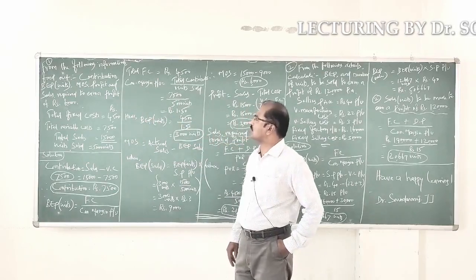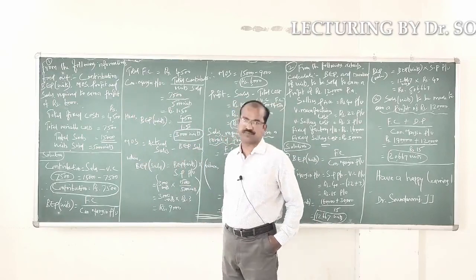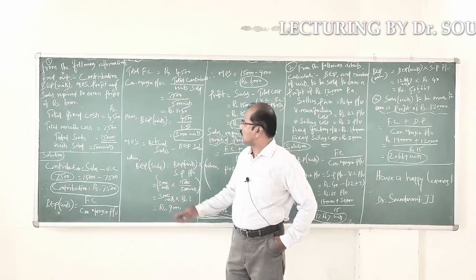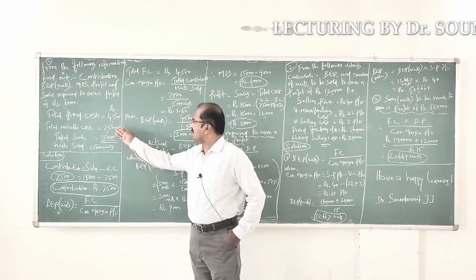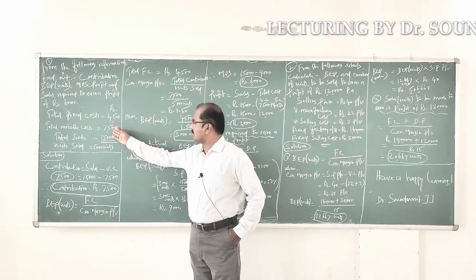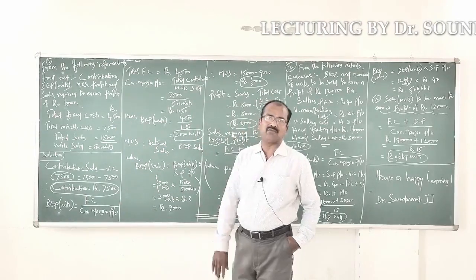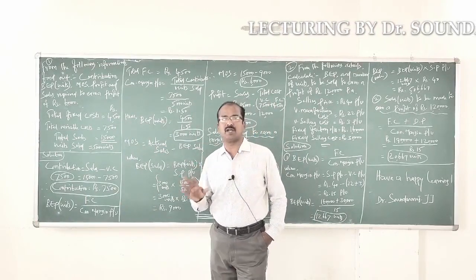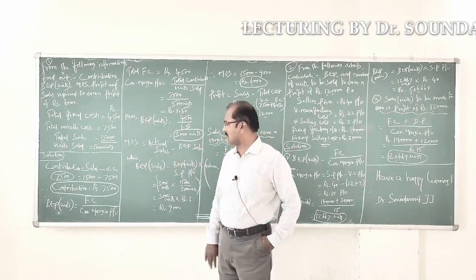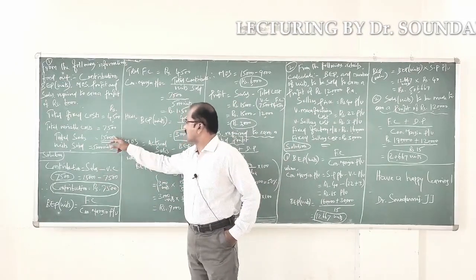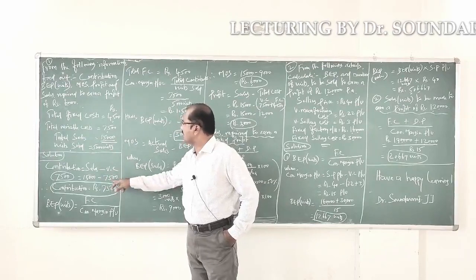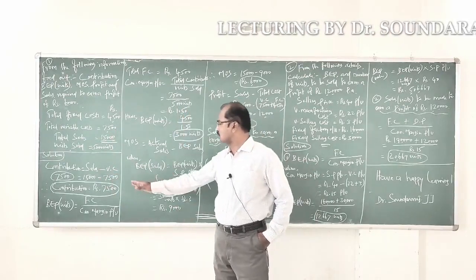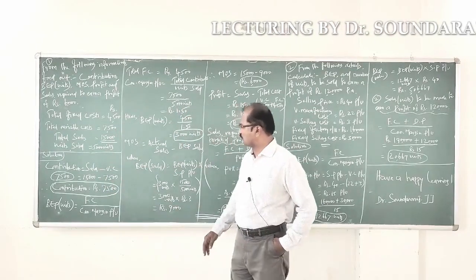Now, what is the first one to be calculated? Contribution. From these details, how to calculate contribution? Yes, we are informed about sales and we are informed about variable cost also. Therefore, let us write the formula for calculating contribution as contribution is equal to sales minus variable cost. Now sales amounts to 15,000 rupees minus variable cost, which is given as 7,500 rupees. Therefore, contribution is equal to 7,500 rupees.